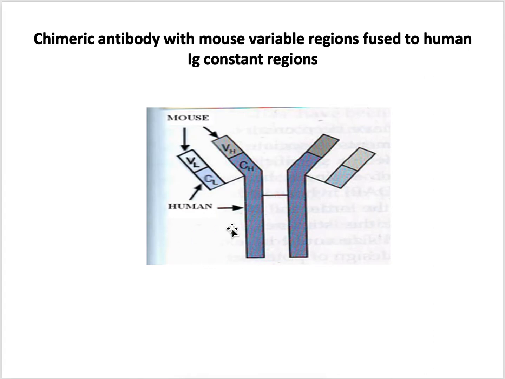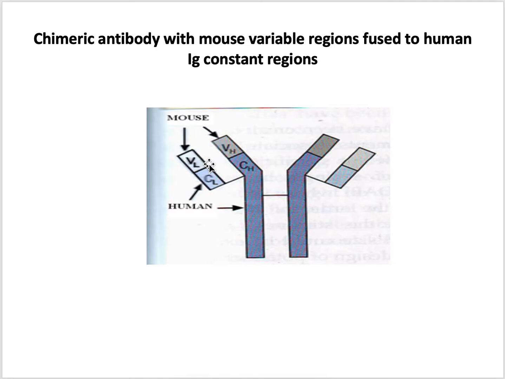can take the Fc portion of the antibody. The Fc portion binds with the cells. So we want to use this antibody to treat human disease, so we have to take the Fc portion from the human. Okay, and the variable portion recognizes and binds with the antigen, so we can take the variable portions from mice.